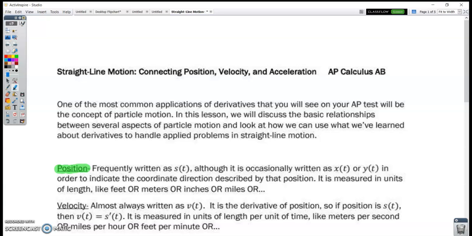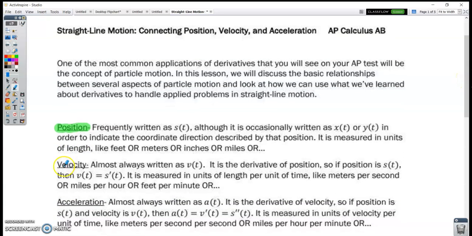Next on the docket, velocity, which we will almost always write as the function v of t. Velocity is the derivative of position. So if a position function is s of t, then the velocity is s prime of t. Velocity is measured in units of length per unit of time: meters per second, miles per hour, feet per minute. Any combination of a length unit divided by a time unit would be a good unit for a velocity measurement.